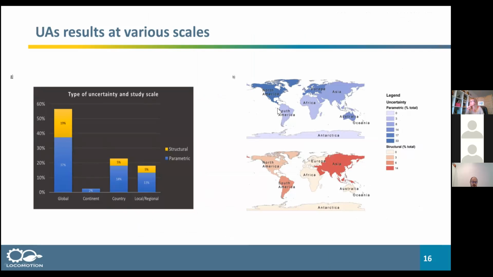We can look at the spatial variation. We see that North America, Europe, and Australia were most of the time dominant in calculating parametric uncertainty, so in comparing different data inputs, probably because in those countries there is more data produced. We are not sure why, but we have some hypotheses. We saw that structural uncertainty was calculated more in Asia. Apparently they have more complex models, or it can be that in some other countries the models are already validated, so they don't need to do the structural uncertainty anymore. This can be another hypothesis.